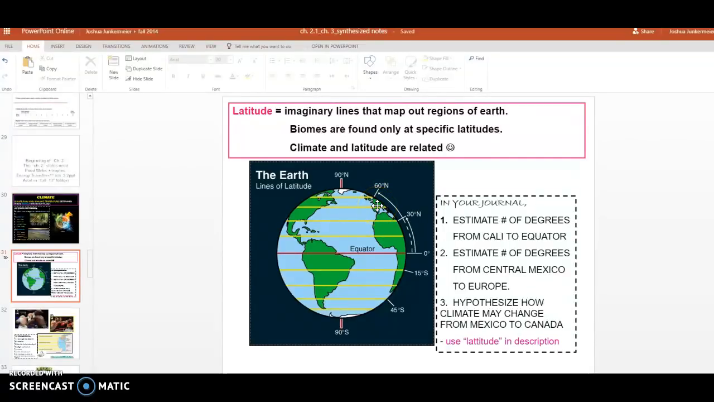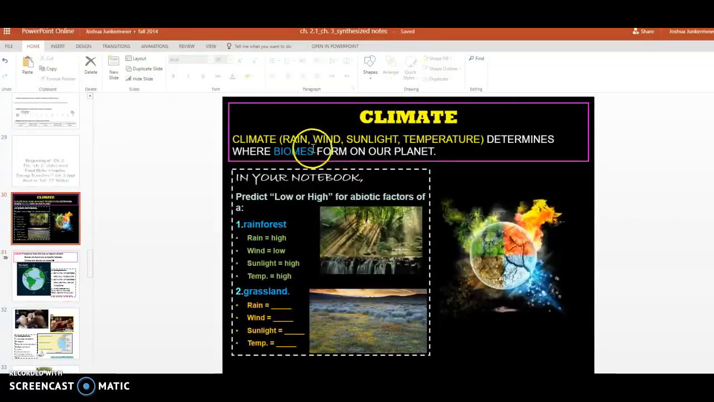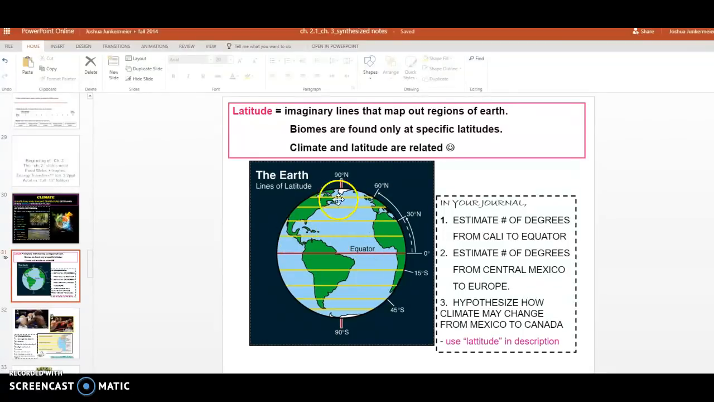And then number 3, it says hypothesize how climate may change from Mexico to Canada. So if you go from 15 degrees latitude all the way up to here, higher up, do you think it's cooler or warmer as you travel up? So if you go from Mexico here, 15 degrees latitude, up to 60 degrees latitude, do you think the climate is going to get colder or warmer? So is temperature going to drop or temperature going to go up? Do you think there will be more rain or less rain? So what are things about climate? So just describe what you think would happen with the rain, wind, sunlight, and temperature as you go from 15 degrees latitude up to 60 degrees latitude where Canada is.